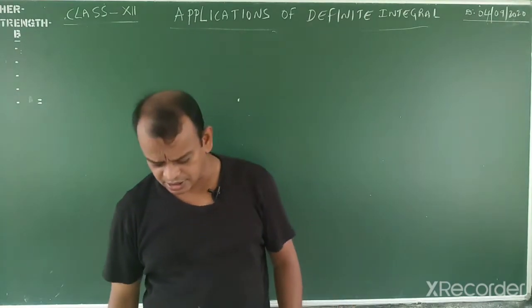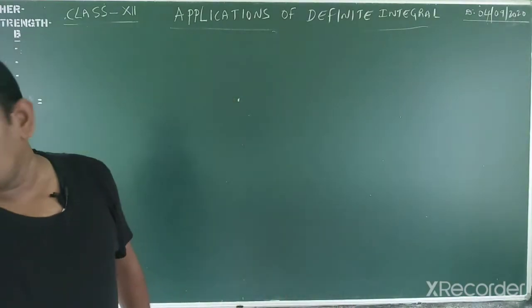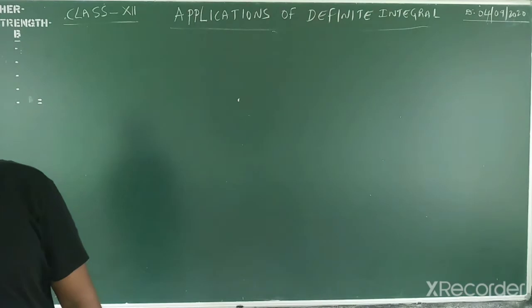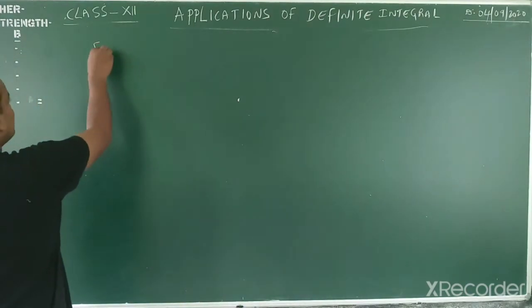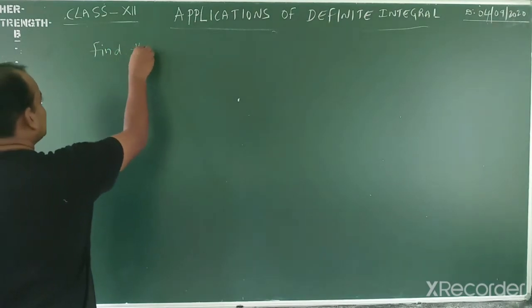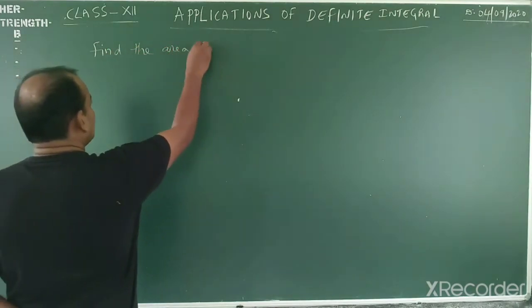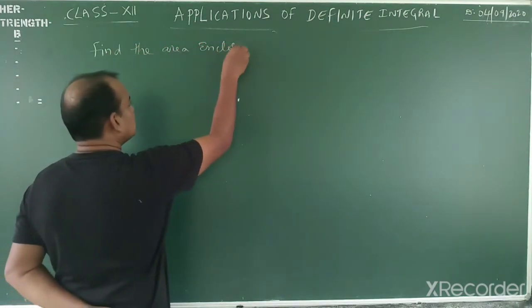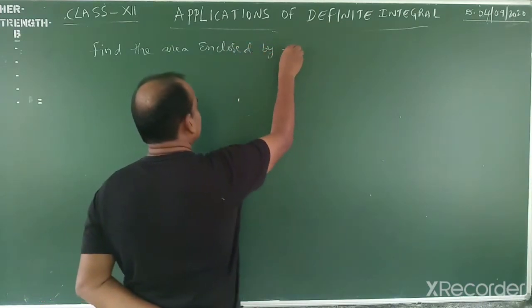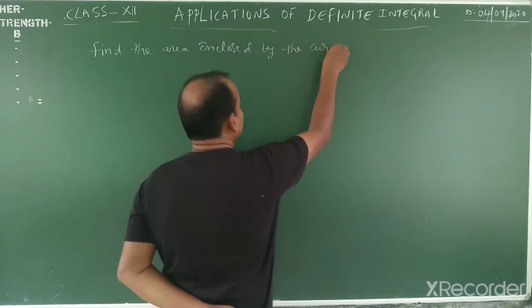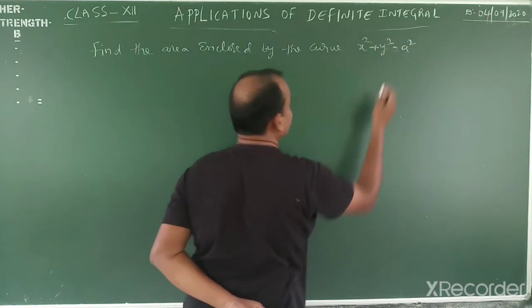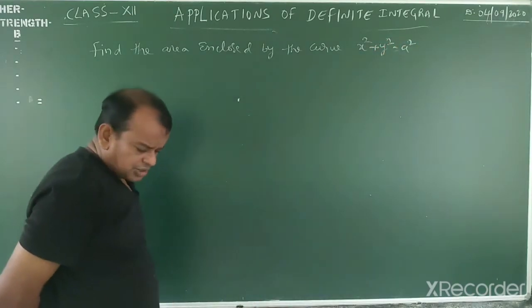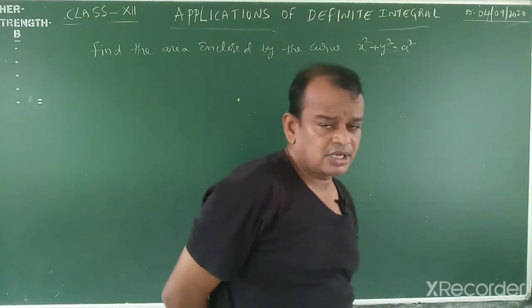Okay, my dear students, what is the question? Find the area enclosed by the curve. Just the curve is given: x square plus y square is equal to a square, my dear students. Actually, what is the area of the circle?